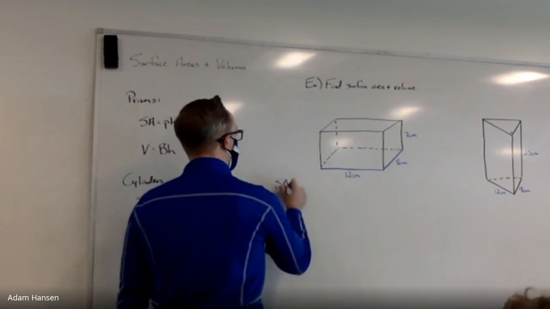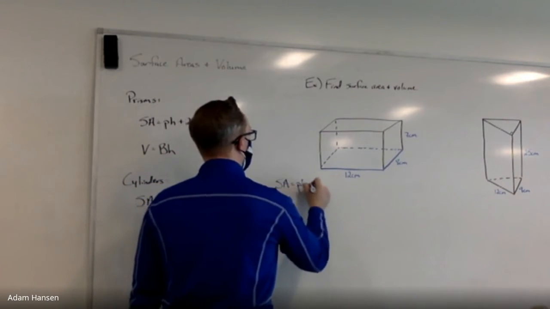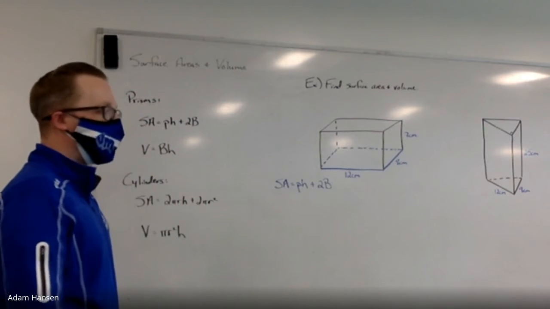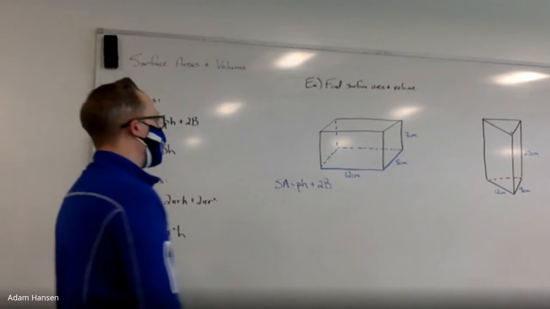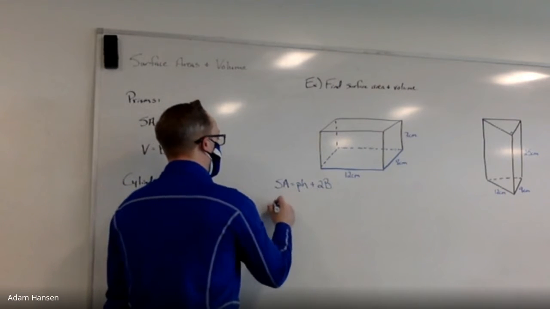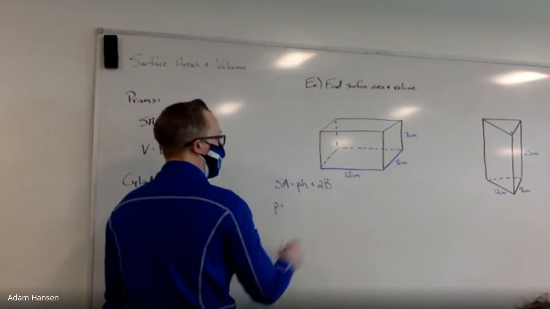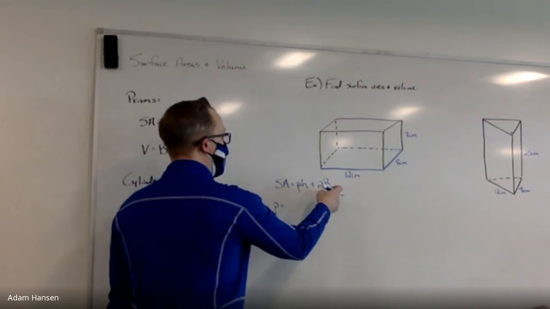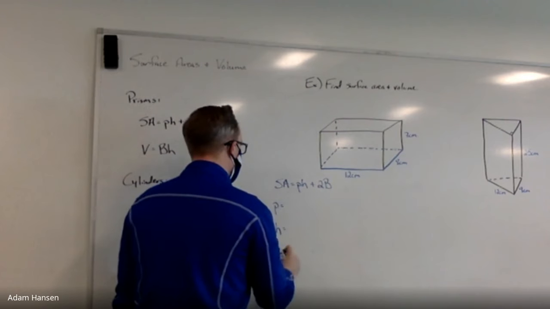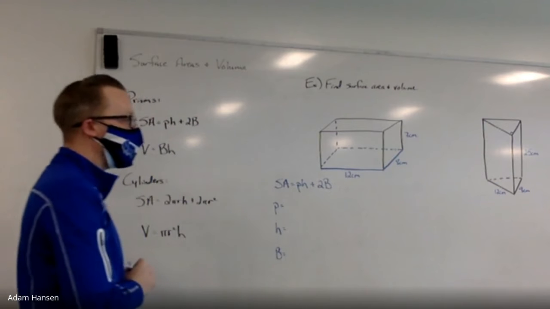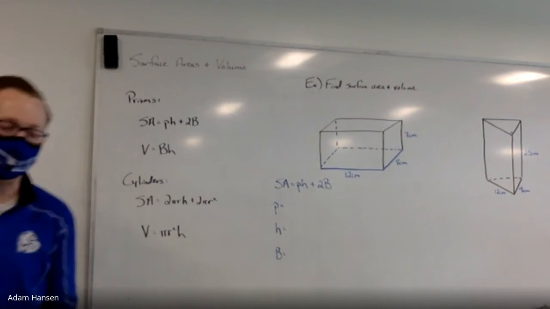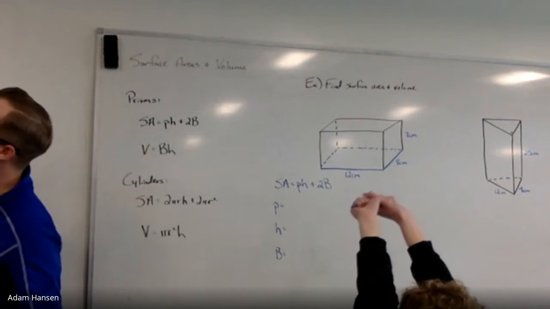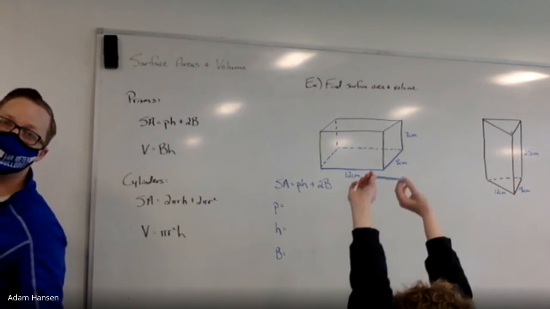Surface area. P times H plus 2 times capital B. In order to use the formula, let's figure out what I have to plug in first. What is P? The perimeter of the base. What is H? The height of the rectangular prism. What is capital B? Capital B is the area of the base, not the length of the base, the area of the base. This is what trips most people up.